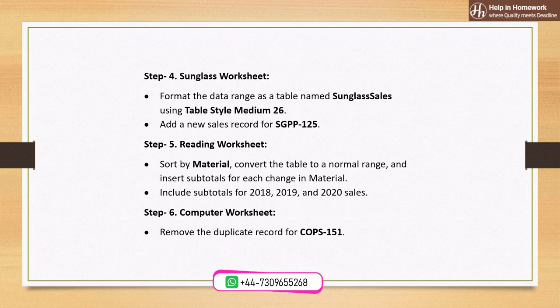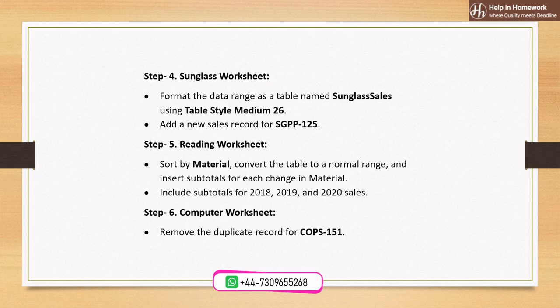Step 4. Sunglass worksheet. Format the data range as a table named Sunglass Sales using table style medium 26. Add a new sales record for SGPP 125.